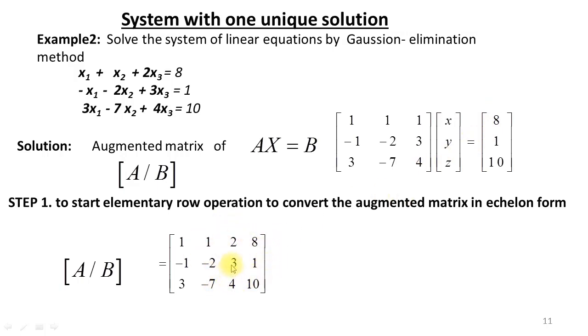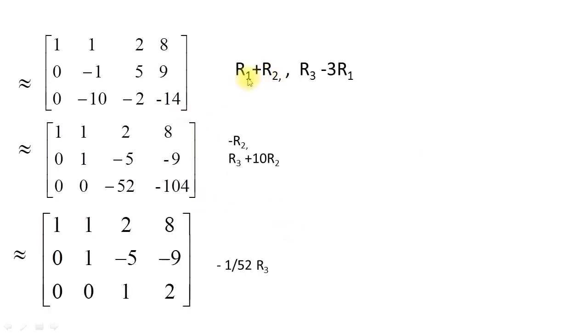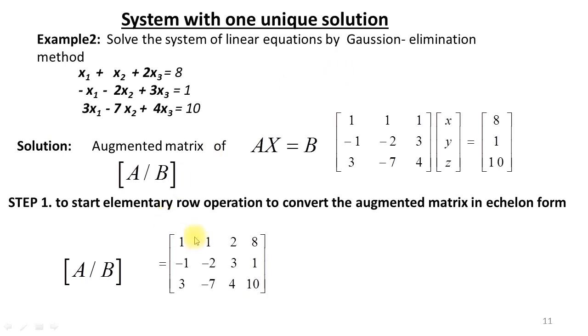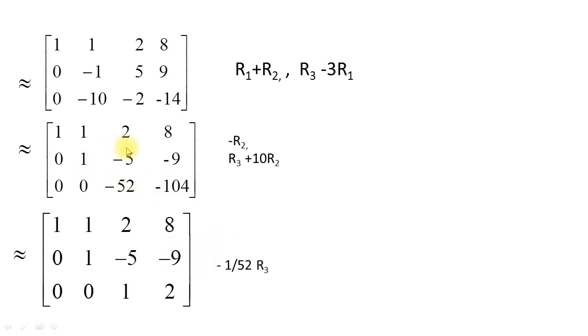Now for the solution of the system by the Gaussian elimination method, convert this augmented matrix to row echelon form by using elementary row operations. So add the first row to R2, and subtract 3 times R1 from R3. This is the augmented matrix. So multiply the first row by 3, subtract the result from R3, and add the first row to the second row. We obtain this new equivalent matrix: 1 1 2 8, 0 minus 1 5 9, and 0 minus 10 minus 2 minus 14.